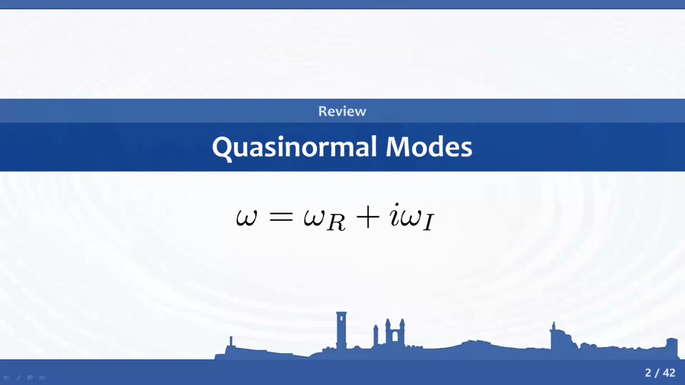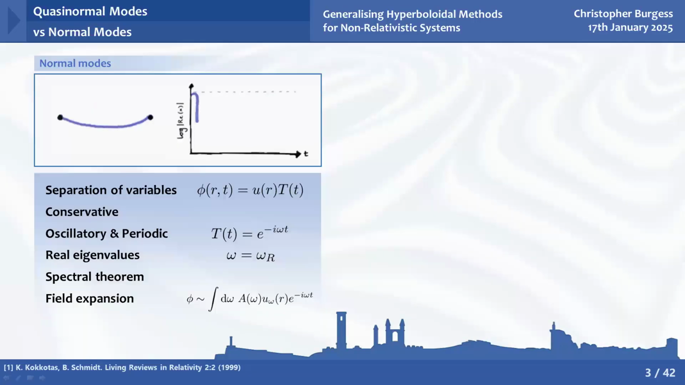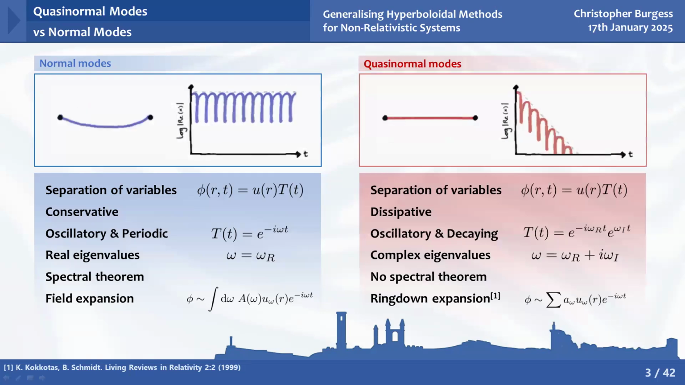So for review, I'll talk a little bit about quasinormal modes. So we're all familiar with normal modes. We have a system, we can do a separation of variables. If it's a conservative system, then we end up with mode solutions which are periodic. These are described by real frequencies, so we have a real eigenvalue. We have a spectral theorem, and we can do a complete expansion of the field in terms of these normal modes.